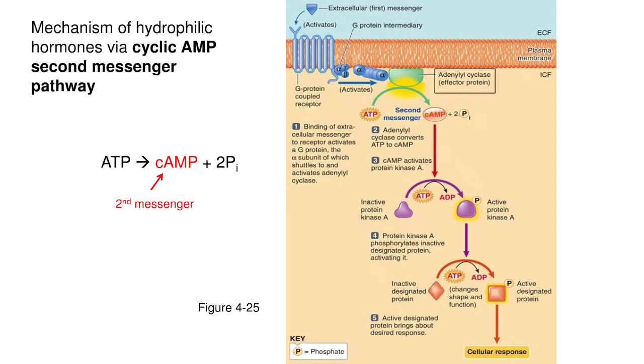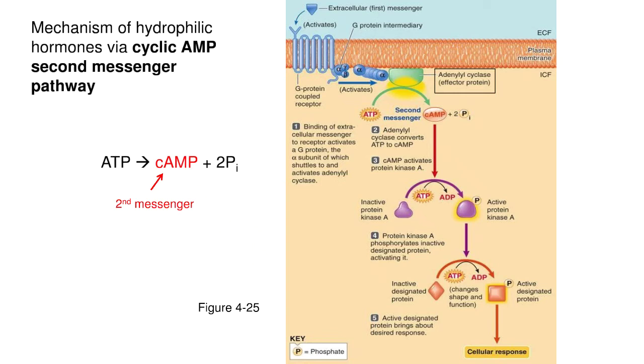Adenylyl cyclase converts ATP into cyclic AMP. Cyclic AMP now is the second messenger. Remember that. Okay, and cyclic AMP now can take inactivated protein kinases and activate them, which in turn activates other proteins, okay, which is producing your cellular response. We're making some kind of protein inside of this cell here.